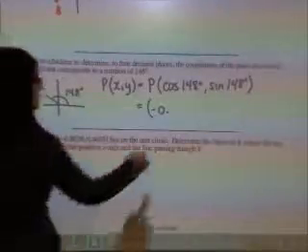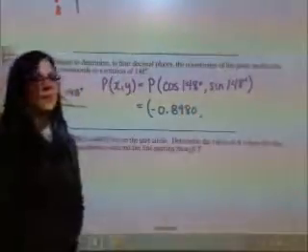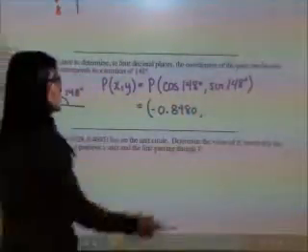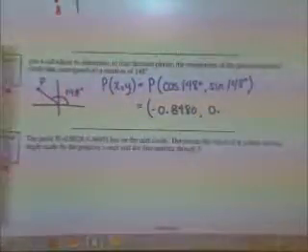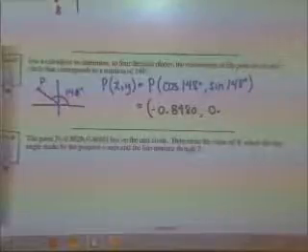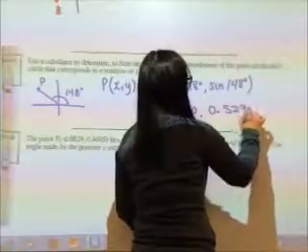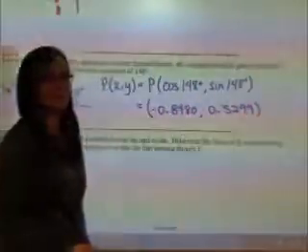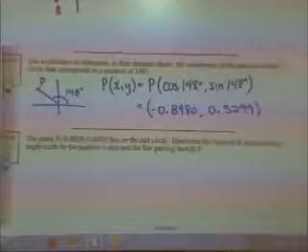Negative 0.8480. Yes. And then my sine, 0.5299. How do I know that these started with a 0?